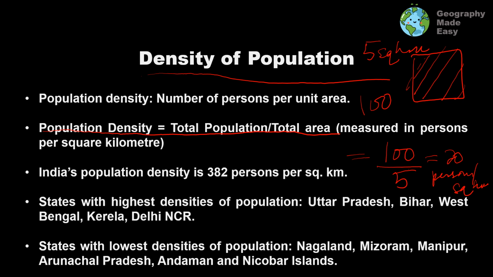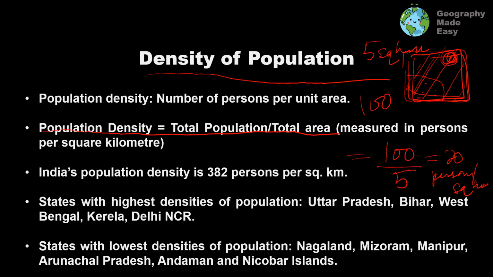It might be possible that in this 5 square kilometers, this part has more than 20 persons living and this part has fewer. But here we are considering the entire area and averaging out the 100 people over the total 5 square kilometer area.